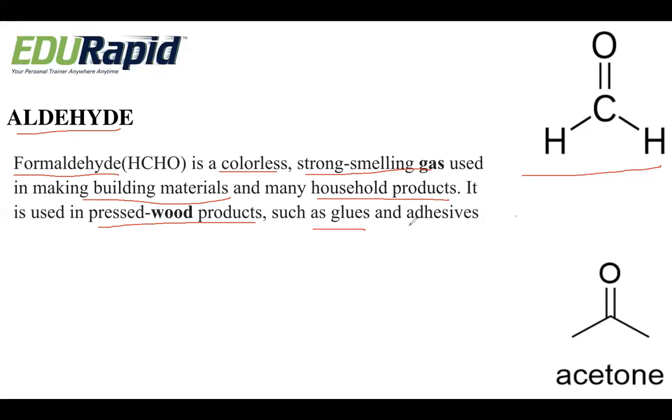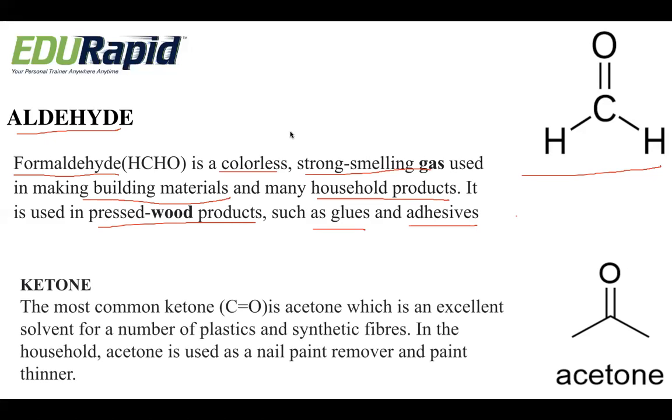So you have some strong smelling gases. Usually they contain the aldehyde. Even in some of the glues and adhesives, you have some smell. It is because of the presence of formaldehyde. So what is this formaldehyde? A hydrocarbon having the aldehyde as a functional group is called formaldehyde. So here at the right side, you have a functional group that is HCHO. It is the functional group of aldehyde.